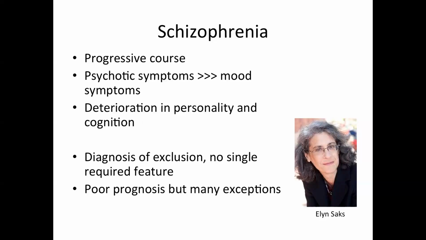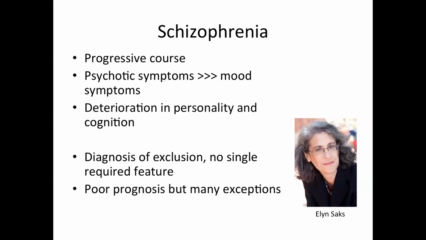Schizophrenia is also characterized by deterioration in a person's personality and, in subtle but still devastating forms, in their cognitive abilities. Schizophrenia is a diagnosis of exclusion, so there's no single feature that is what we would call pathognomonic, meaning that if a person has X, then they definitely have schizophrenia. There are many different combinations of signs and symptoms that can lead to a diagnosis of schizophrenia, but it requires excluding other causes of their pathology. Schizophrenia generally does have a poor prognosis, but there are many exceptions.